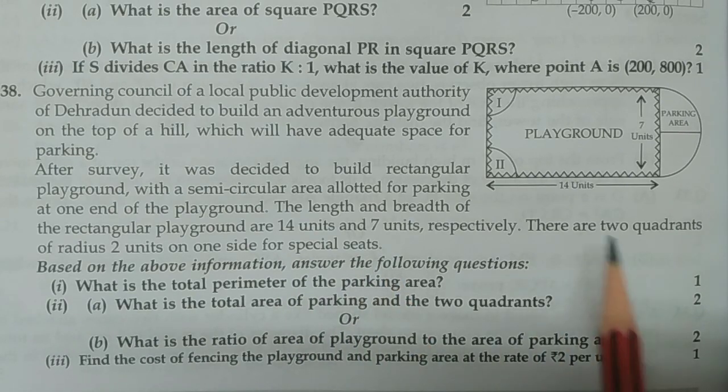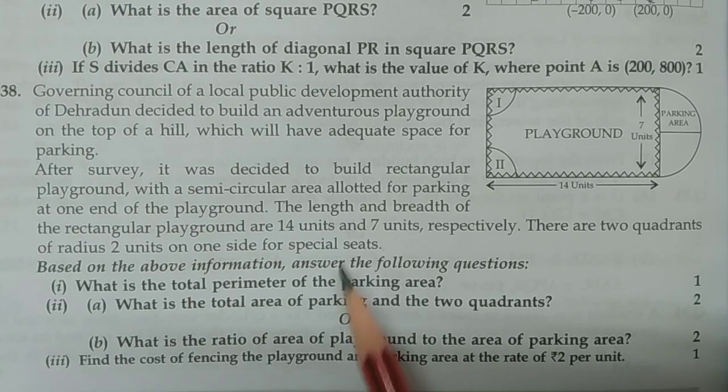So you can see first how the diagram is being made here, and you need to understand this case-based study. After observing this passage, you need to answer these four questions. The first question is, what is the total perimeter of the parking area? You know very well what perimeter is, so you can use that formula and find the answer from here. And you have two options again.